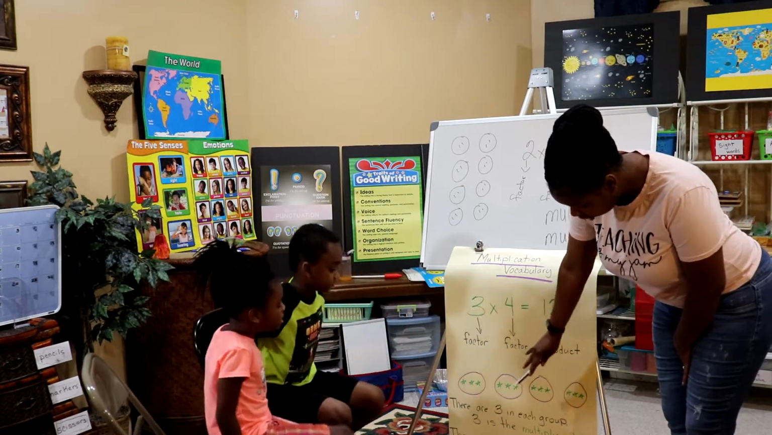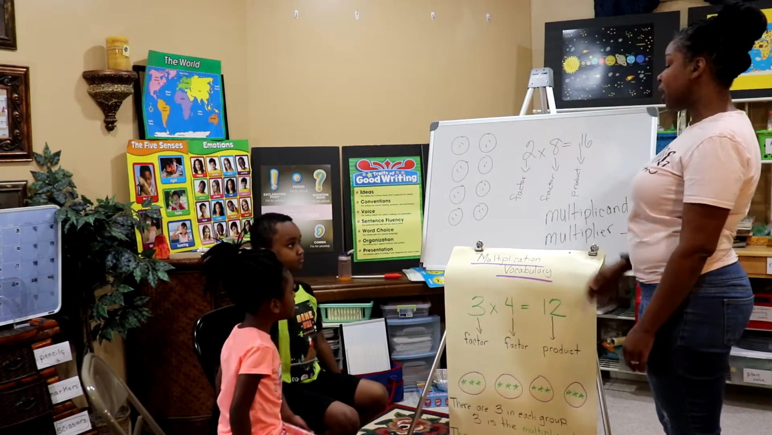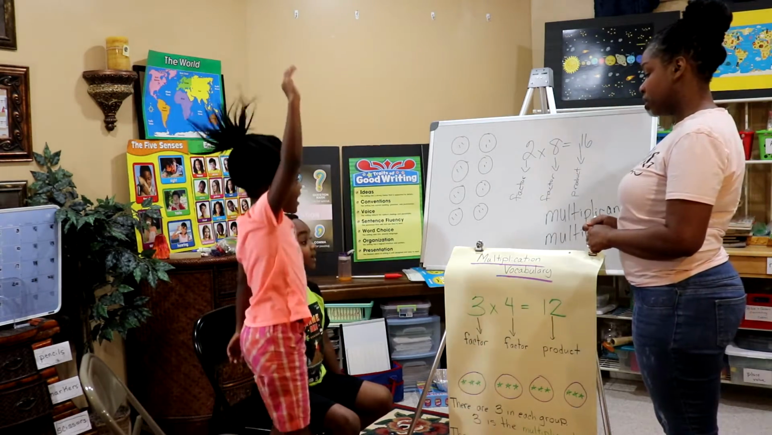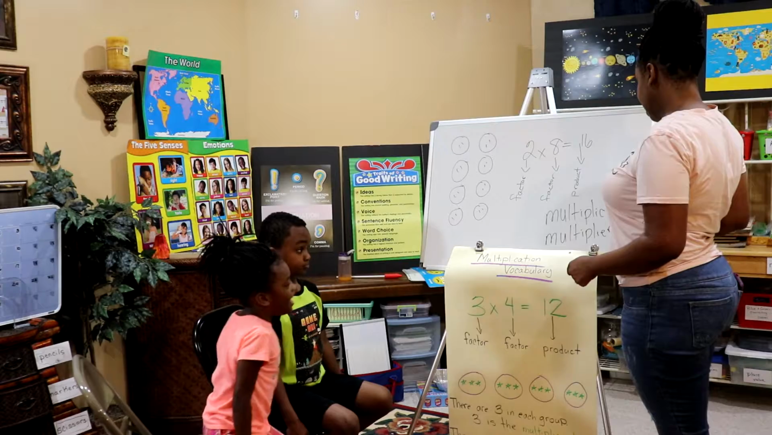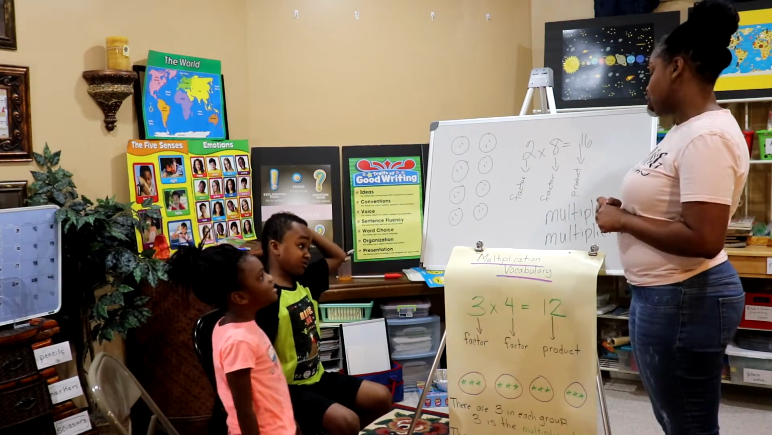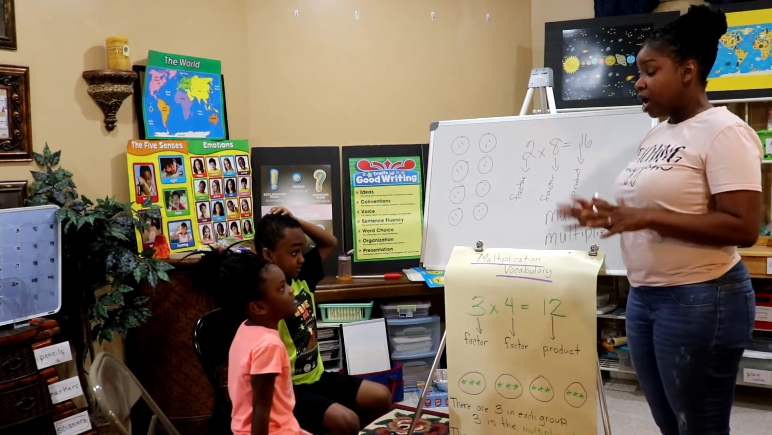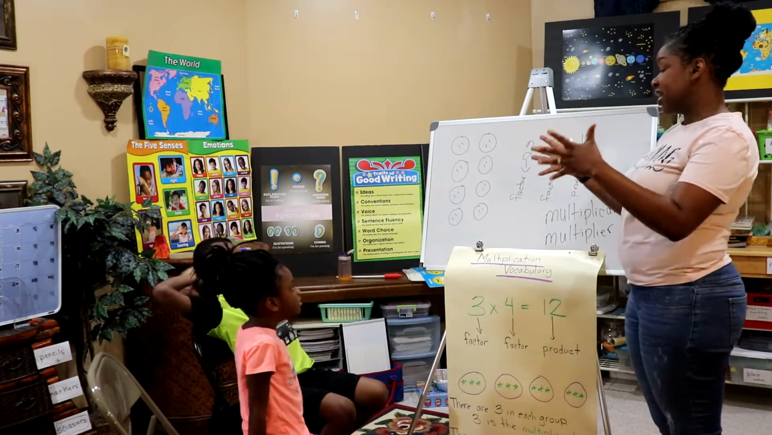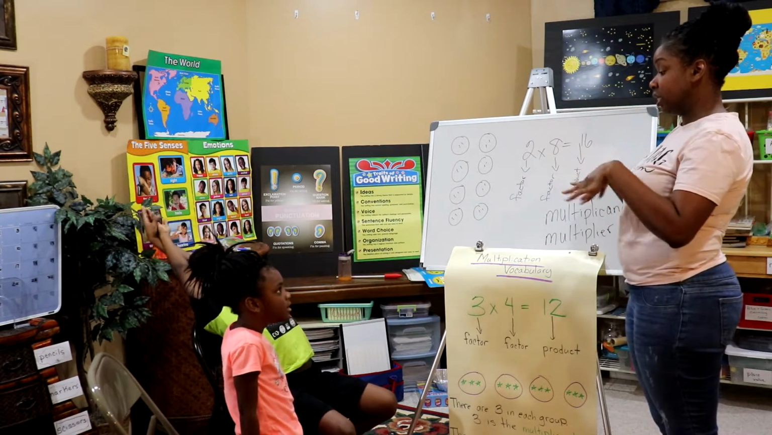All right, now I'm going back down. Multiplier. There are 4 groups. The groups are the multiplier. So what number is the multiplier? 8. 8 is the multiplier. Now, I need somebody who thinks they can explain what it is we just did.